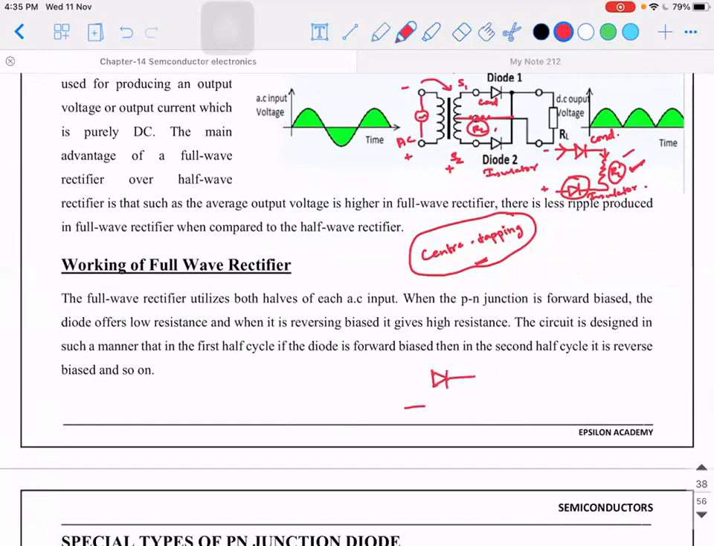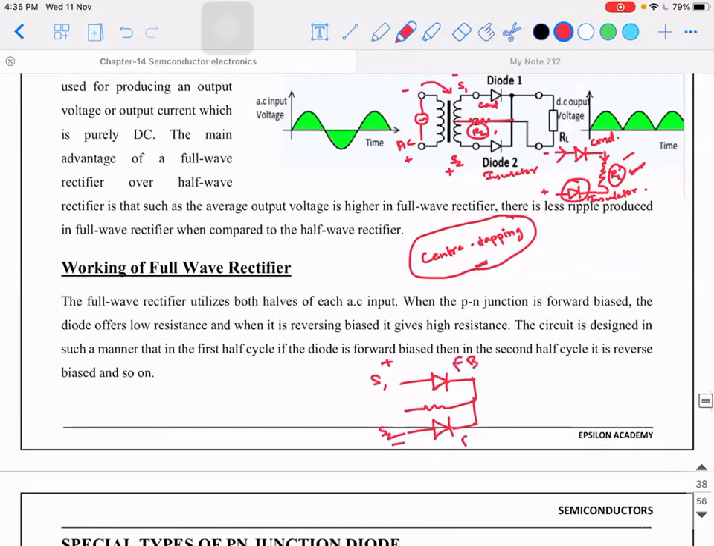This is S1, S2. If S1 is positive, S2 is negative, then this diode is forward biased and this is reverse biased. Right? So when it is forward biased, diode 1 would have conducted, meaning the current flowing through this diode would have gone through the load resistor and completed the circuit. It will not go through this branch because this branch becomes an open circuit. Are you guys able to understand?